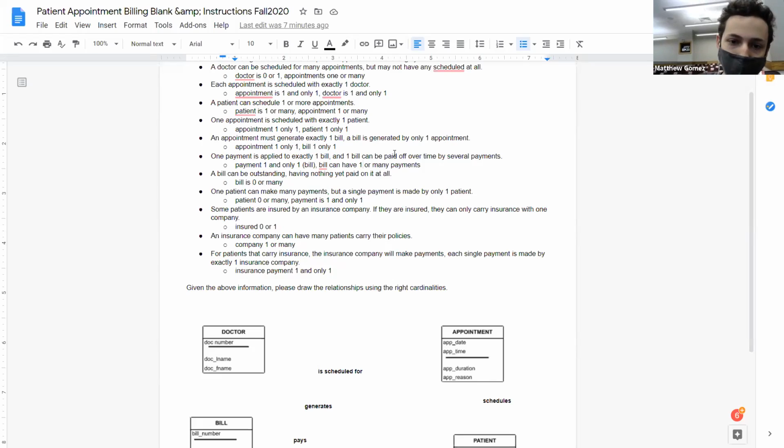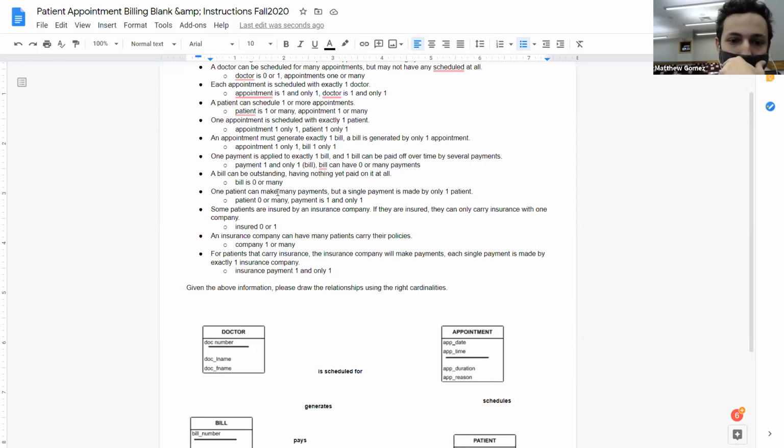Okay. Right. So even if they haven't paid, we're still keeping track. So 0 or many. A bill can be outstanding, having nothing yet paid on it at all. That's what we just mentioned. So that's also bill is 0 or many.